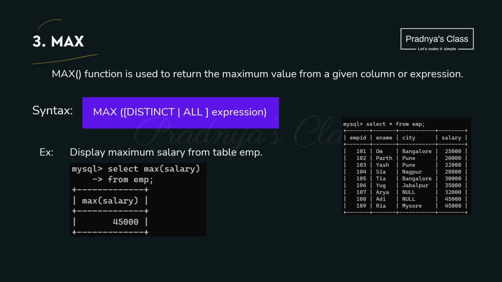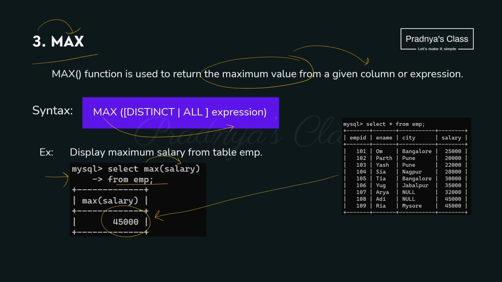Moving ahead to the third function, max. It is used to calculate the maximum value from the given column. Look at the syntax, max, then column name. Here is the query. Select max of salary from employee. If we consider this table, we are getting the output 45,000. Look at the salary column. 45,000 is the maximum among all.